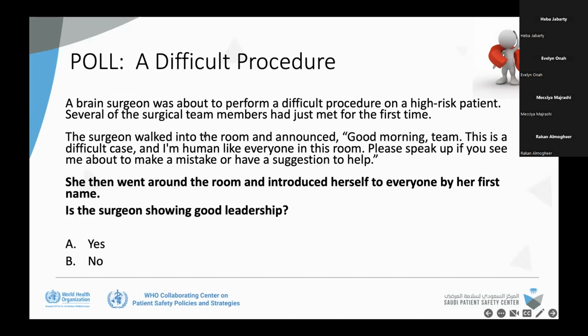A brain surgeon was about to perform a difficult procedure on a high-risk patient. Several of the surgical team members had just met for the first time. The surgeon walked into the room and announced, "Good morning, team. This is a difficult case, and I'm human like everyone in the room. Please speak up if you see me about to make a mistake or have suggestions to help." She then went around the room and introduced herself to everyone by her first name. Is this surgeon showing good leadership? Yes or no?